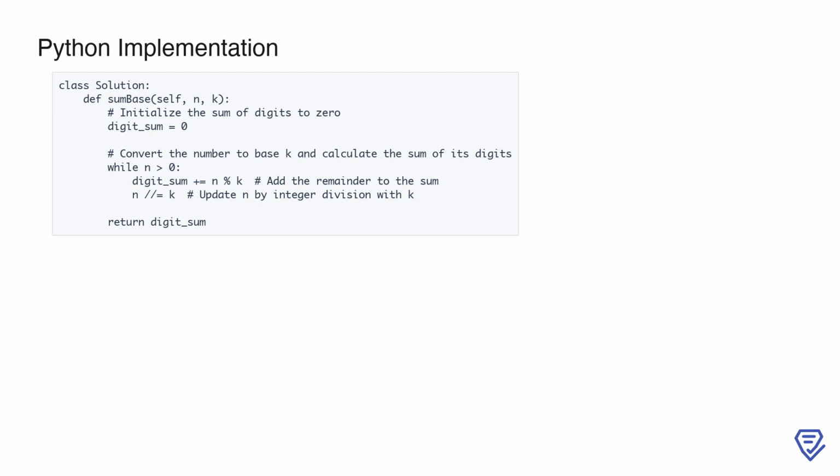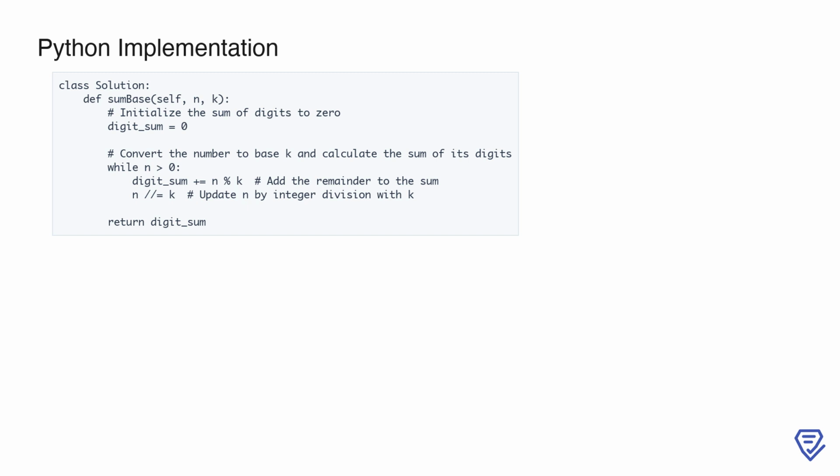Here's the breakdown. 1. Initialize digit_sum. We start by initializing digit_sum to 0. This variable will accumulate the sum of digits in base K. 2. Base conversion and summation. Using a while loop, we repeatedly divide the number n by the base K. n % k gives the remainder, which corresponds to the rightmost digit in base K. This value is added to digit_sum.